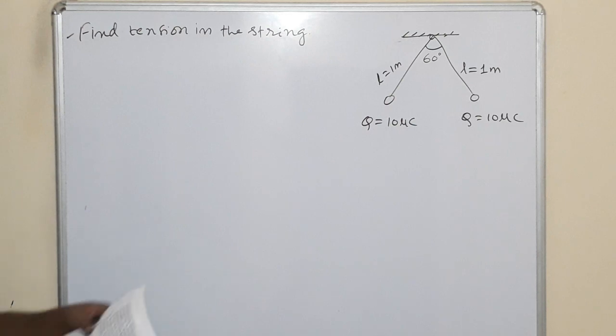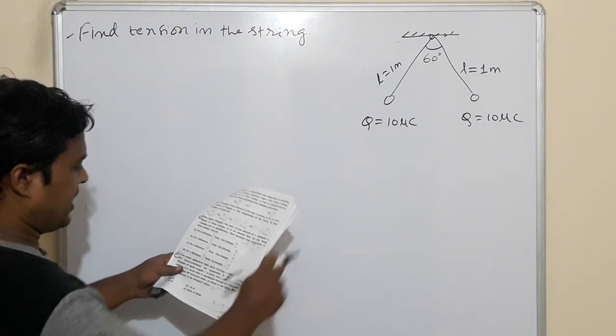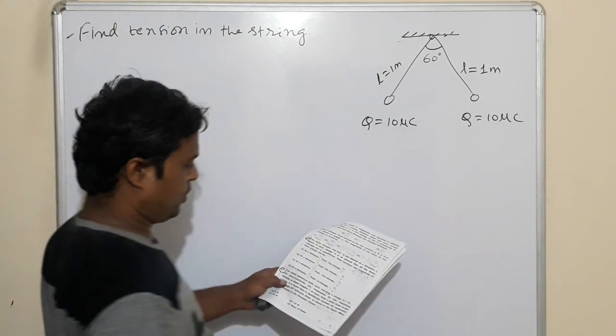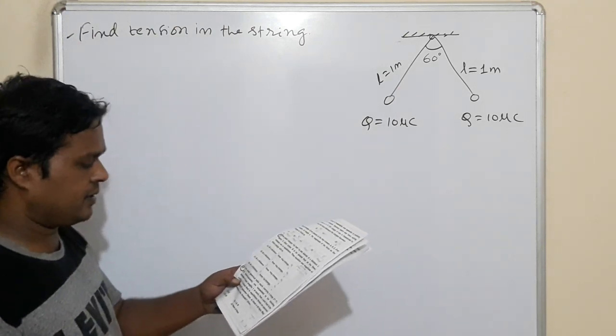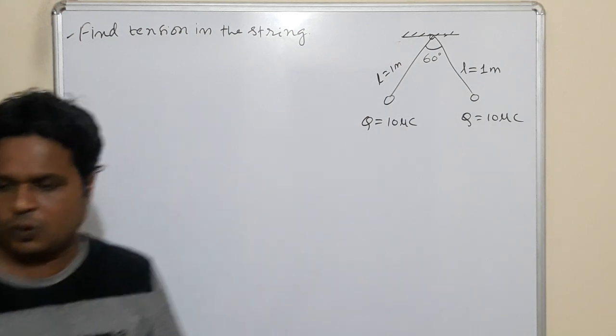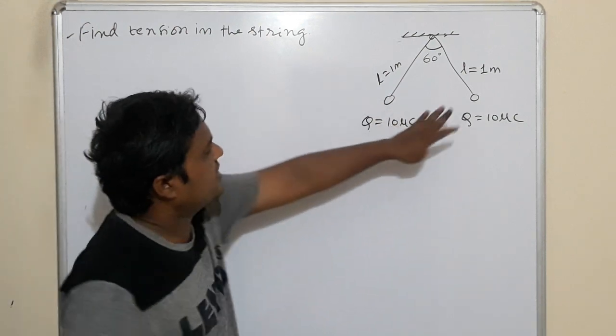What are the other quantities given? Once I will check it. Length of the string is 1 meter each, charge is 10 microcoulomb, the distance is not given, and the angle is 60 degree. What we have to find is tension. How to find the tension in the string?